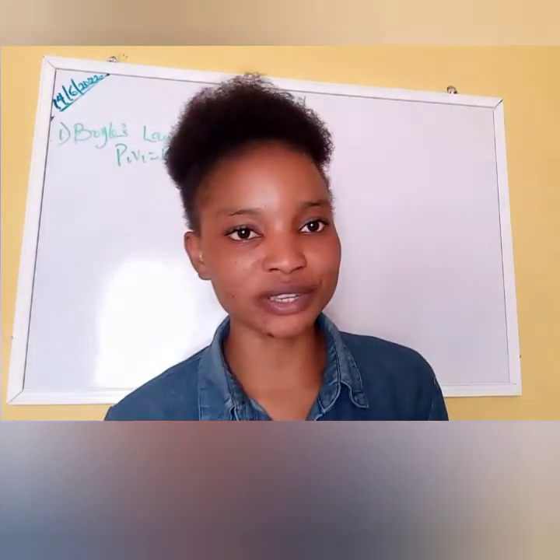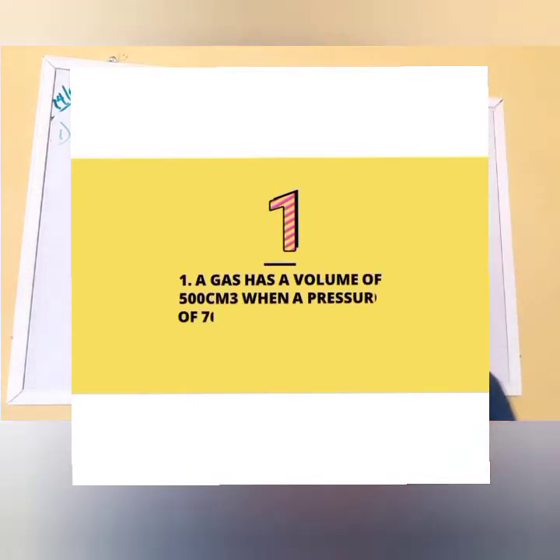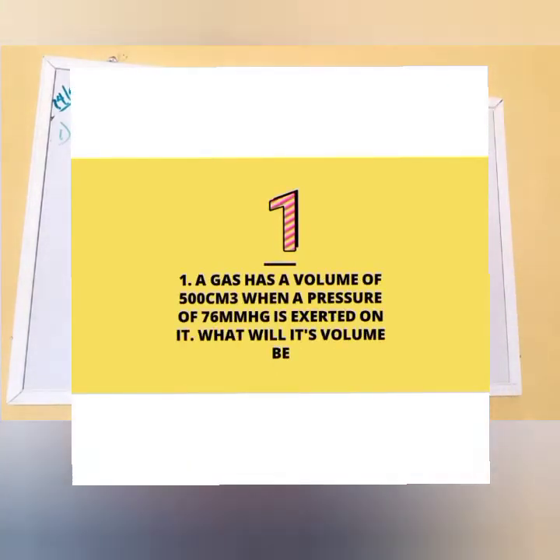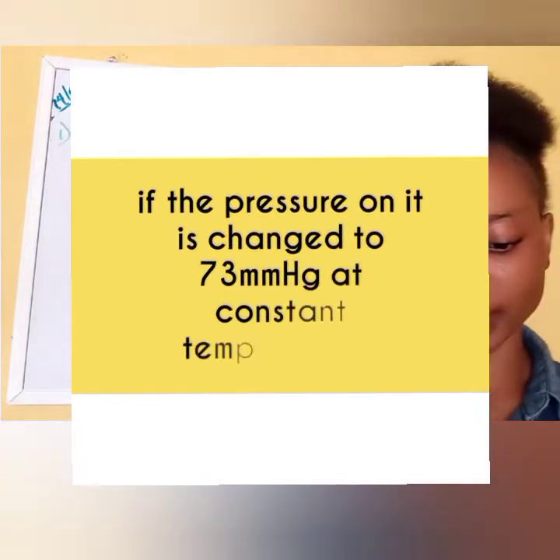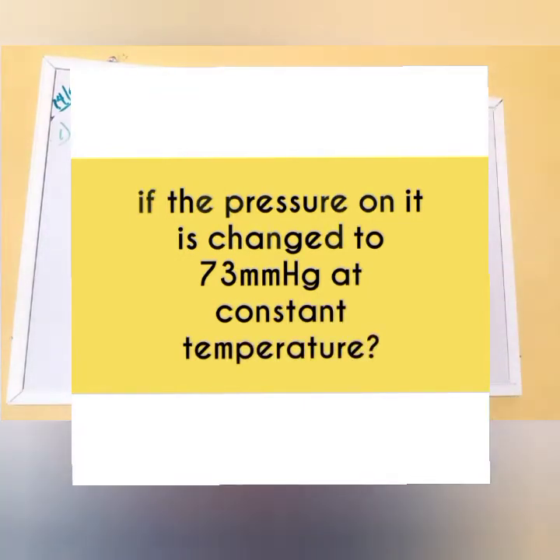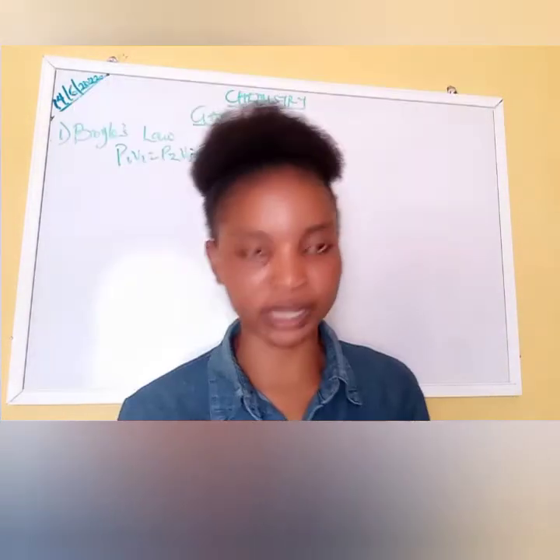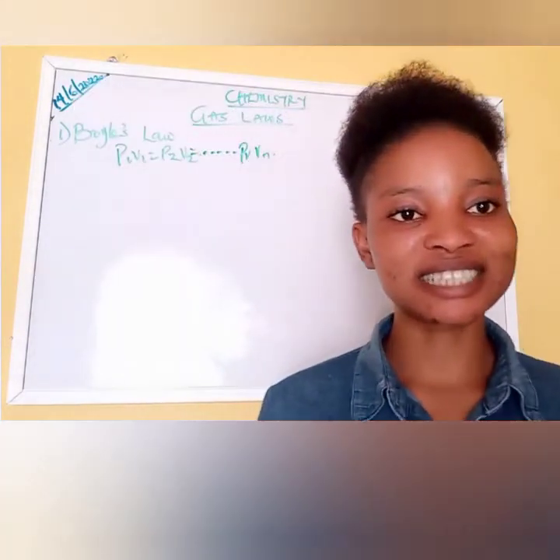Let's move to questions on Boyle's law. Number 1: a gas has a volume of 500 centimeter cube when a pressure of 76 millimeter Hg, that Hg is mercury, is exerted on it. What will its volume be if the pressure on it is changed to 73 millimeter mercury at constant temperature?